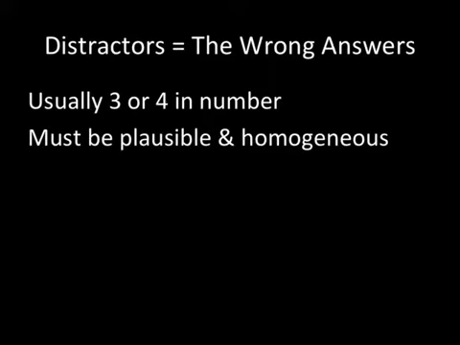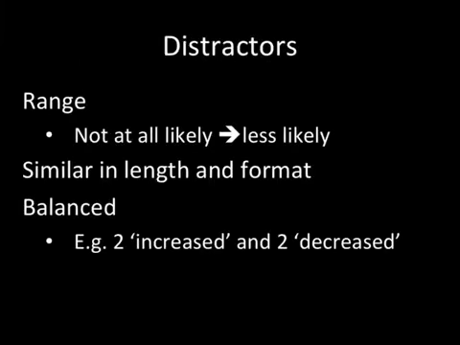The wrong answers need to be plausible, and that's really important. Don't just toss in something that clearly cannot possibly happen. And they need to be very homogeneous, which we'll talk about in a moment. Ideally, you want these distractors to range from not at all likely or extremely unlikely to less likely than the correct answer, because that mimics real life.